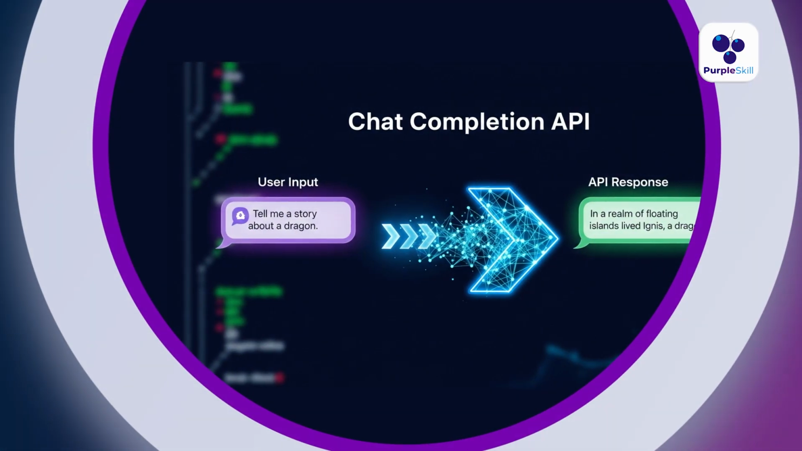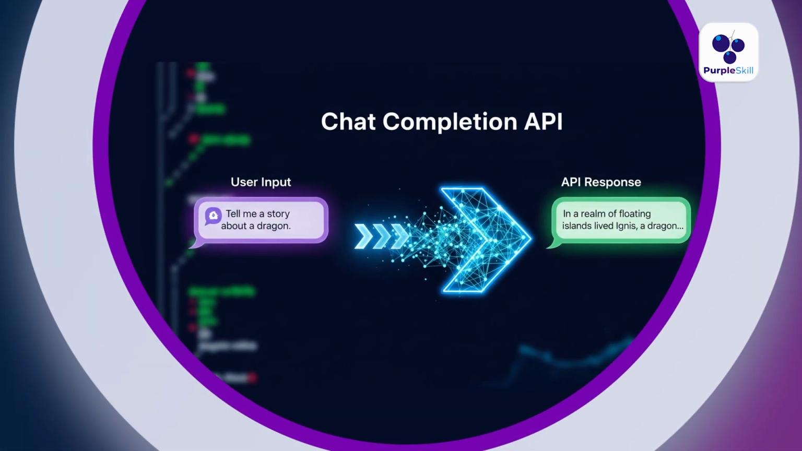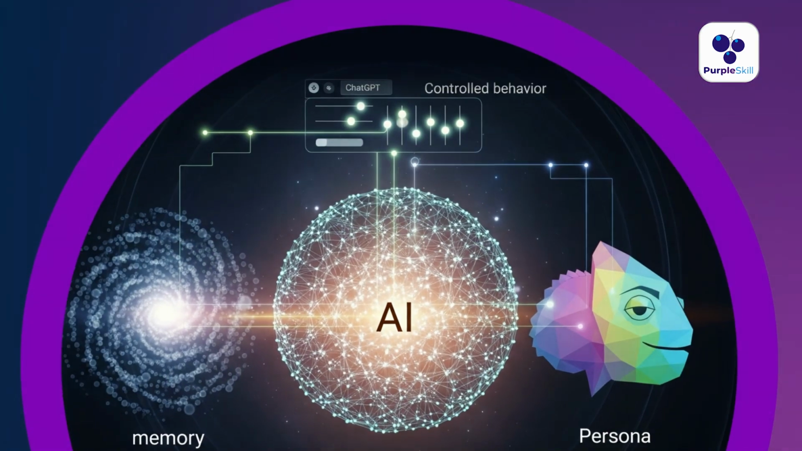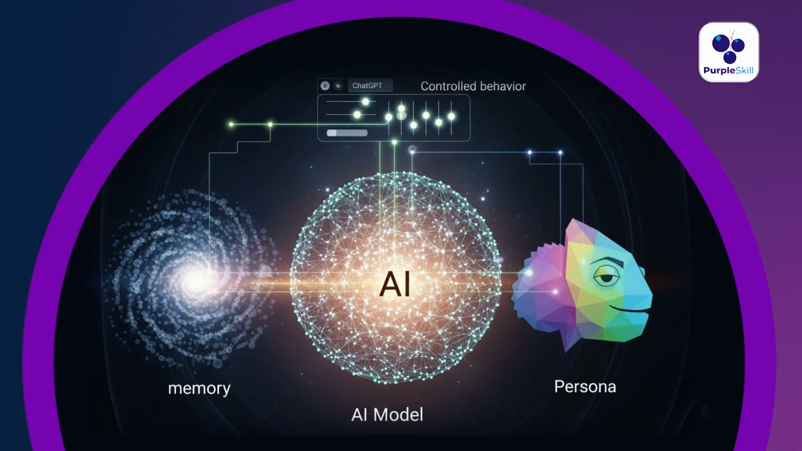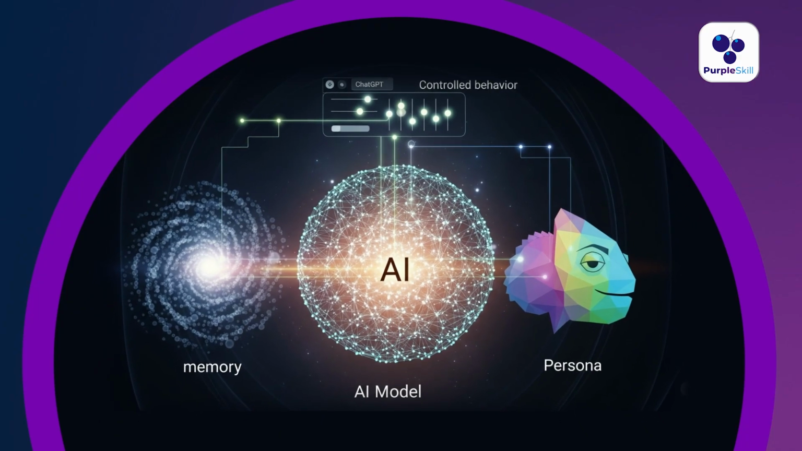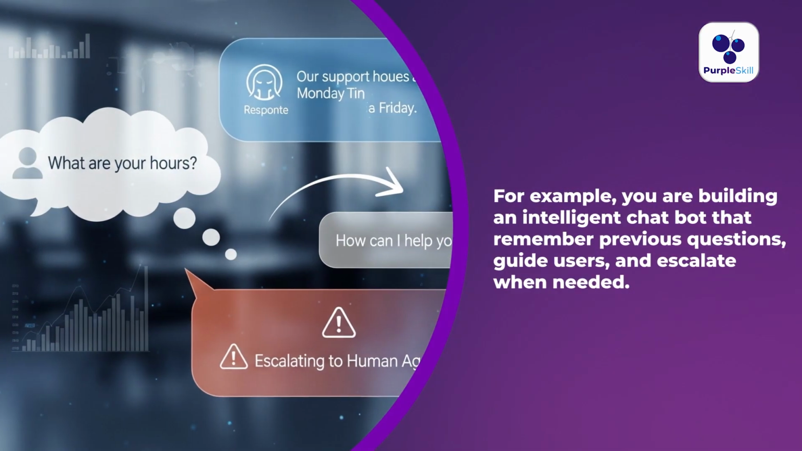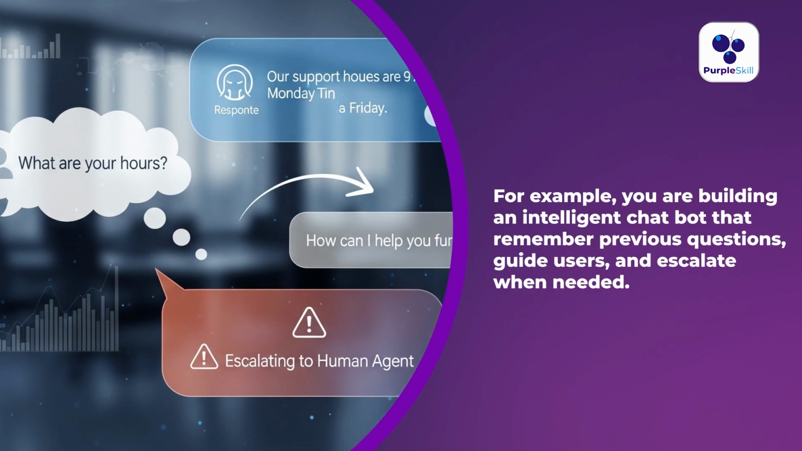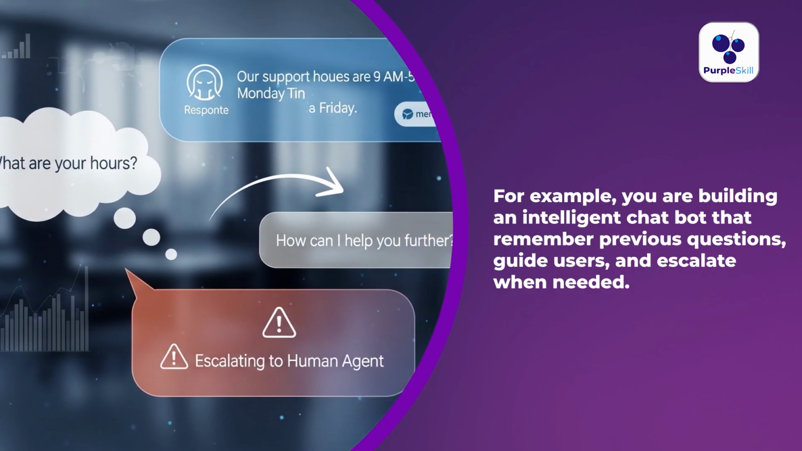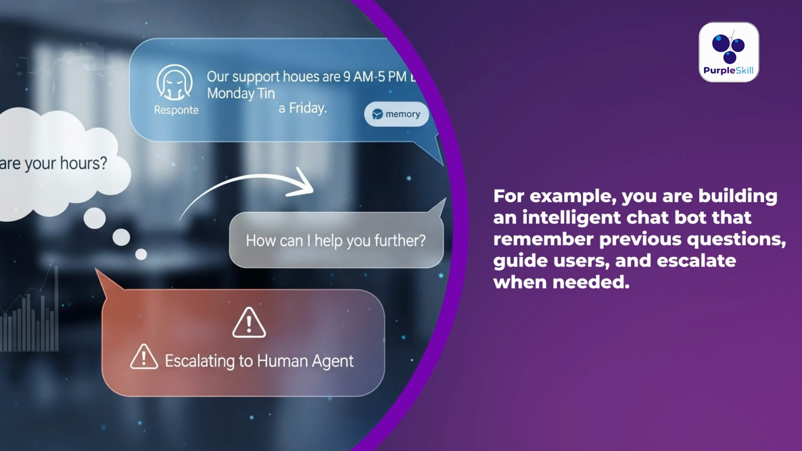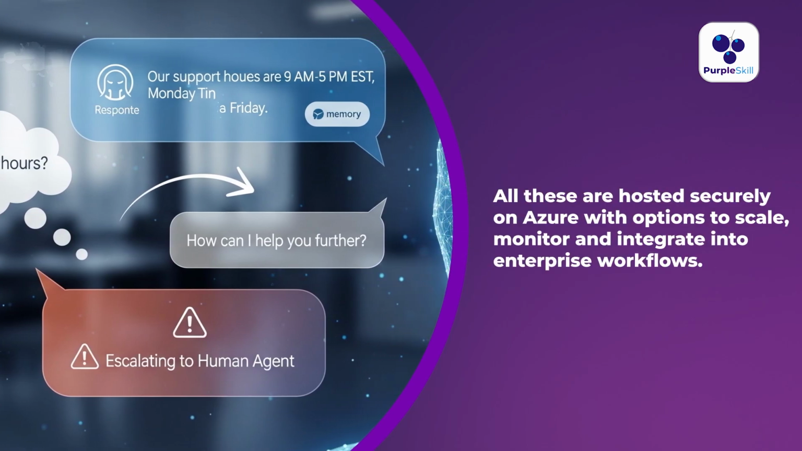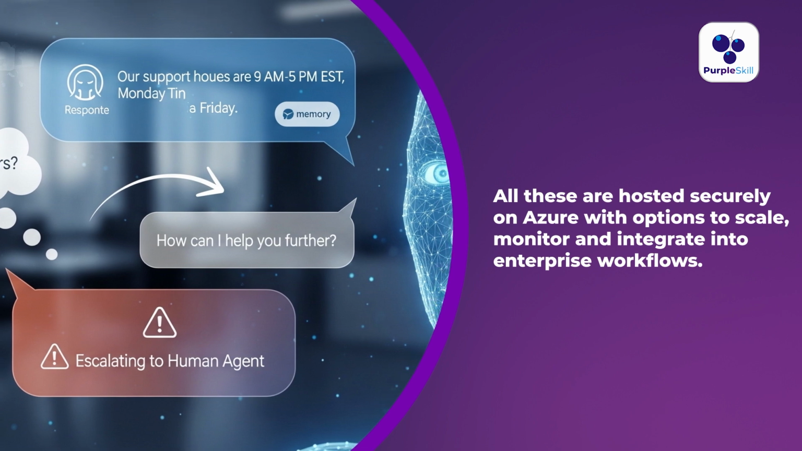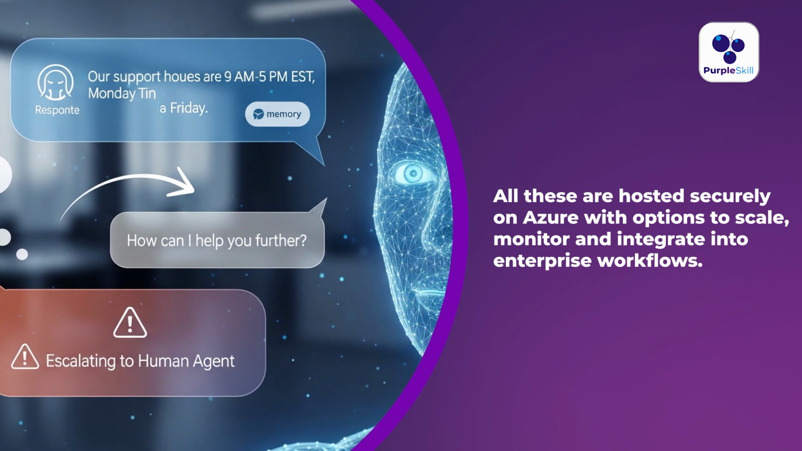The last one is the Chat Completion API. Chat Completion API enables multi-turn context-aware conversation. It powers ChatGPT-like agents with memory and persona, and it gives you control over behavior. For example, you are building an intelligent chatbot that remembers previous questions, guides users, and escalates when needed. All of these are hosted securely on Azure with options to scale, monitor, and integrate into enterprise workflows.